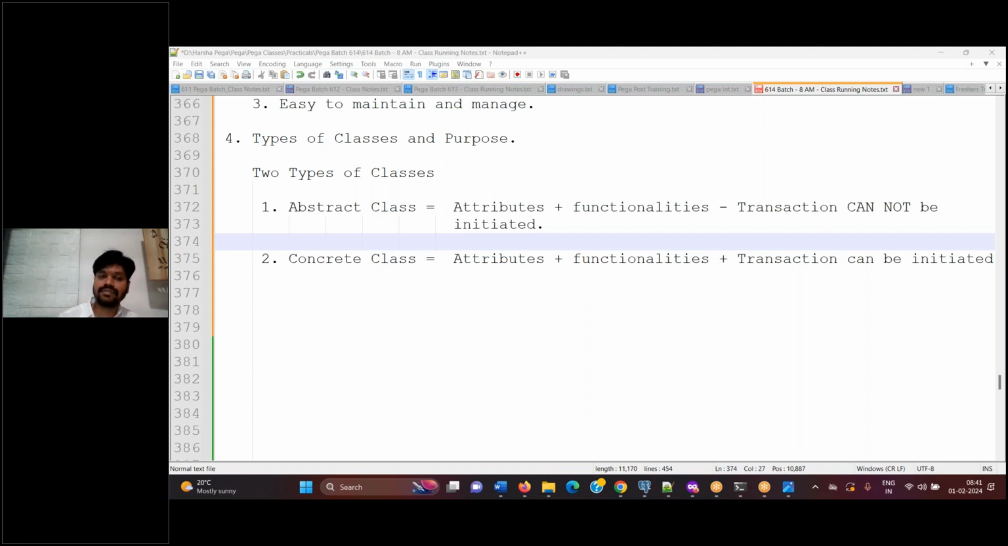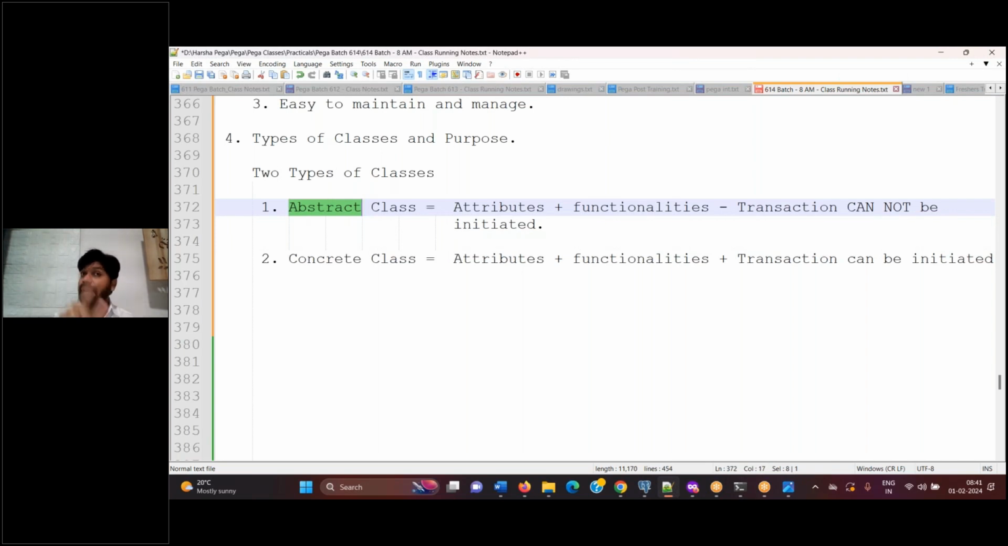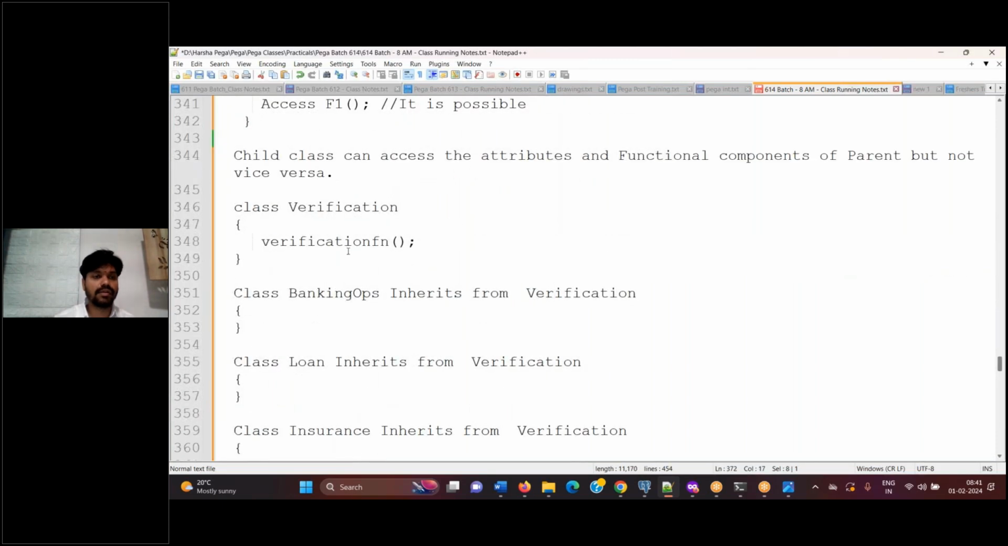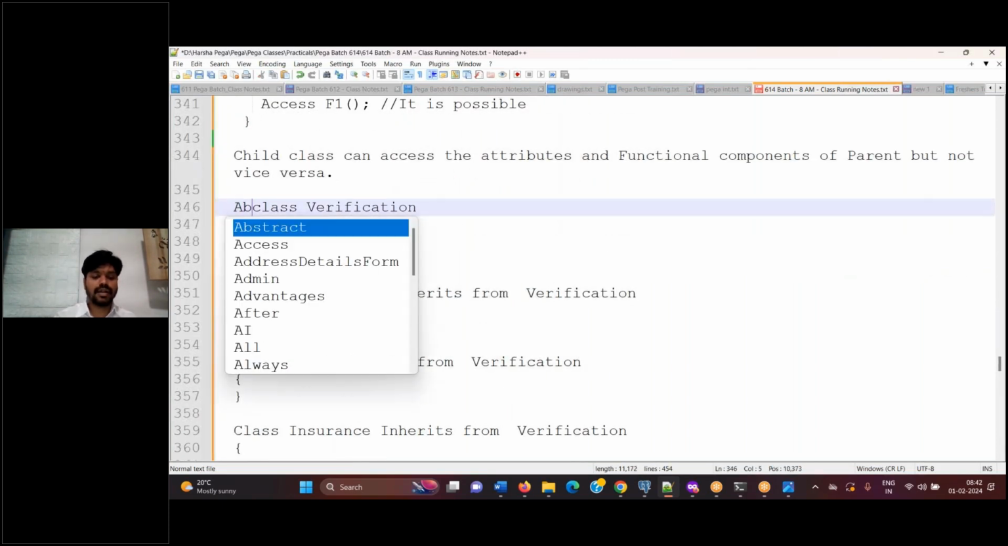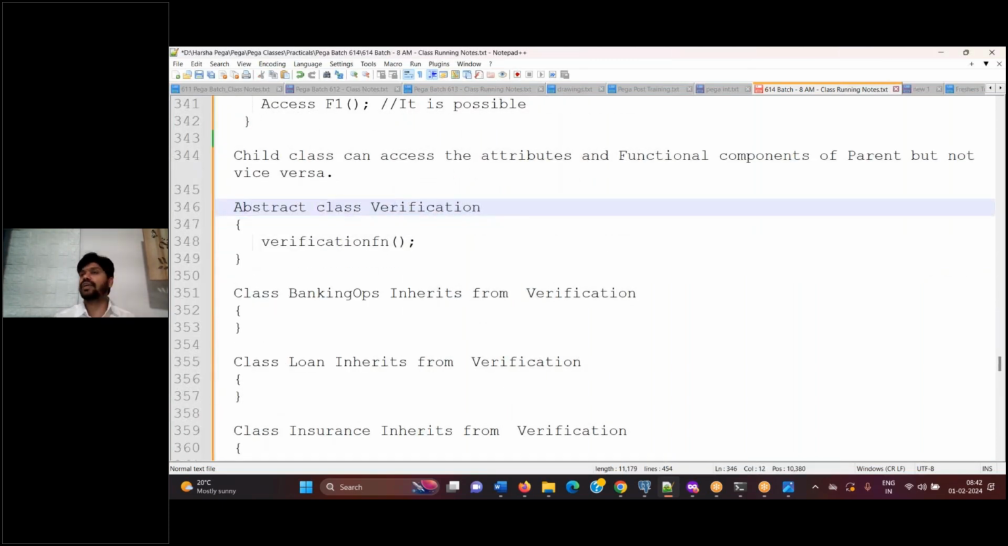For that reason, they have come up with abstract. You create a class verification, but create it as an abstract class. Abstract verification means what? It is a class, it will have functional components plus attributes, but you cannot initiate. You try to execute it, it says I am an abstract class, I cannot create any transaction. That's the message it shows in the UI.